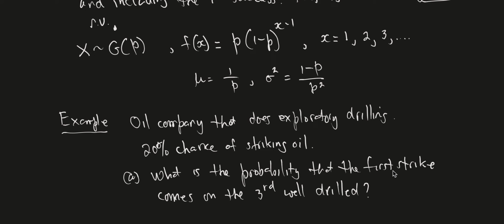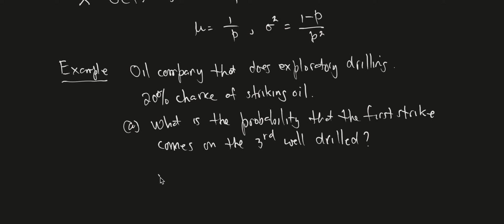Because you're looking for that first success, right? But I'll just show you that even if you don't realize that it's the geometric, it would still apply if you went to the negative binomial formula and just said, okay, r is equal to 1, and you didn't click that you could have used the geometric formula. So let's set it up.